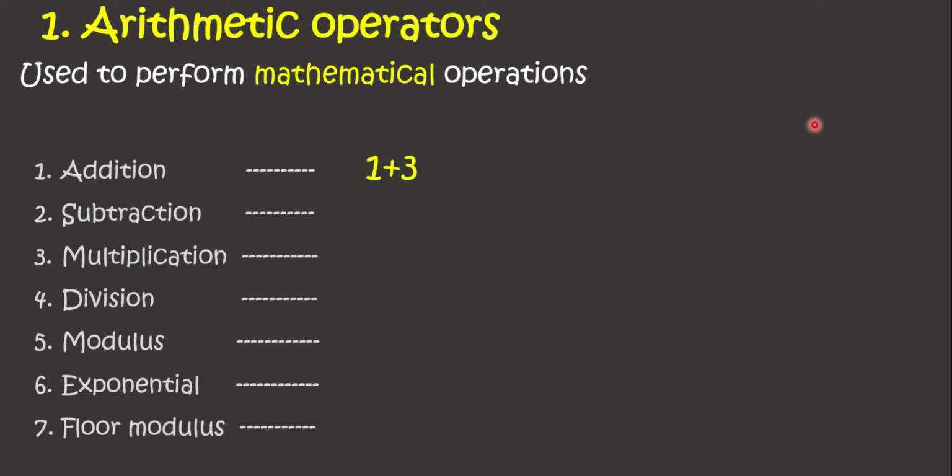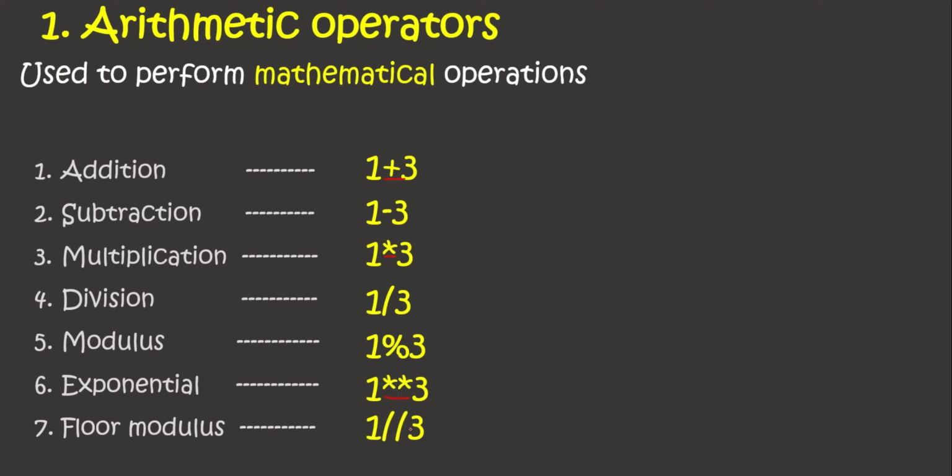For addition, we could do something like 1 plus 3. The answer is going to be 4. This plus symbol is an operator, and the operator is called the addition operator. Then we have subtraction and multiplication. We use the asterisk or star symbol to denote multiplication. For division, we use slash, and for modulus, we use the percentage symbol. For exponential, that is 1 to the power of 3, we use double star, or we could call it 1 cube. For floor division, we use double slash.